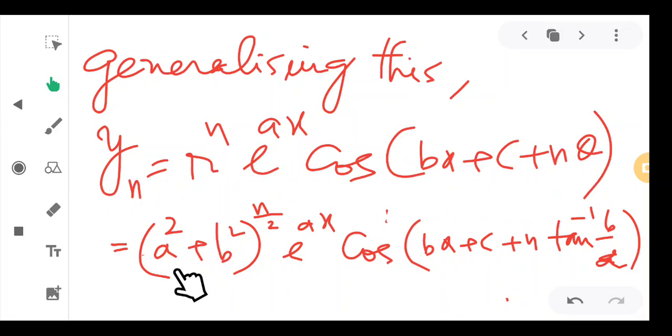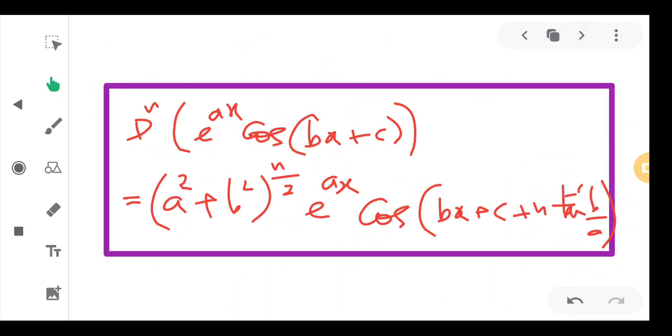This r will be (a square plus b square) whole raised to half. Raised to n means it is (a square plus b square) whole raised to n by 2. e raised to ax will remain as it is. cos of (bx plus c) also will remain like this. n is the number of times you differentiate. This theta is actually tan inverse b by a. So this is the derivative which you have to remember. This is the formula which you have to commit to memory, which we will be applying later.